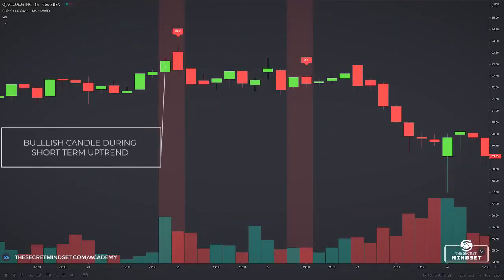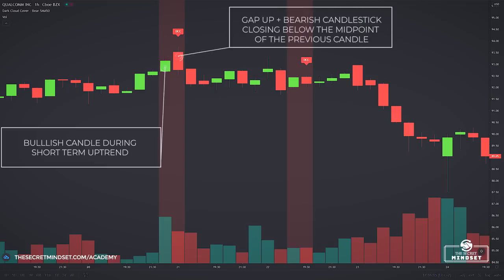It starts with a bullish candle in an uptrend, followed by a gap up the next day. The candle of the next day turns out to be a bearish candle. The close of this bearish candle is below the midpoint of the previous candle. The bullish and bearish candlesticks have large real bodies with very short or no shadows.